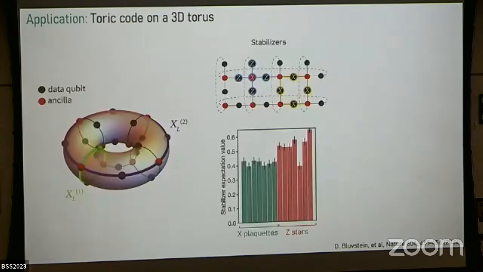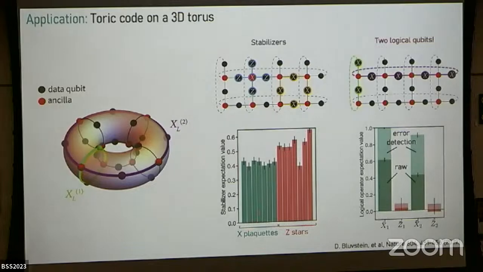Okay, so just to show you, then we measure the stabilizers. These are the expectation values for the stabilizers on the X plaquettes and the Z stars. And we can measure the expectation values of the logical operators. Something interesting here is that, being on a torus, you actually have two logical qubits because you have the two directions. And so here I'm plotting both the raw expectation values and the error detected ones.